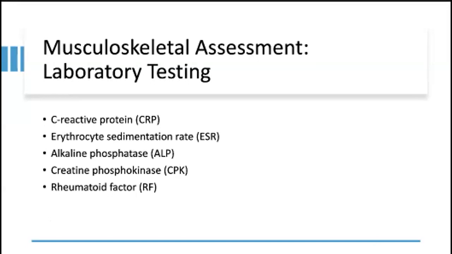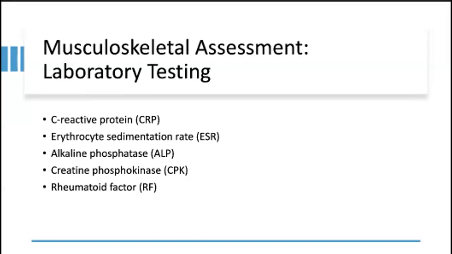Laboratory studies used in musculoskeletal disorders. We can do a C-reactive protein, which is a CRP. This appears in the blood in response to inflammation. It's kind of a non-specific indicator. A positive result indicates inflammatory activity. We can use an erythrocyte sedimentation rate, which measures the rate at which erythrocytes settle in unclotted blood. Elevated ESR suggests inflammation or tissue necrosis.